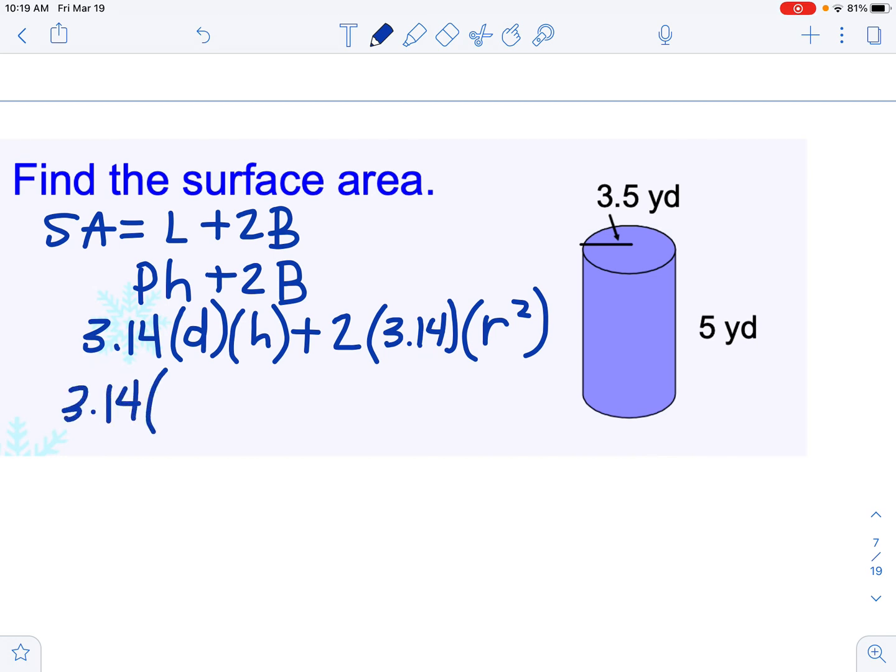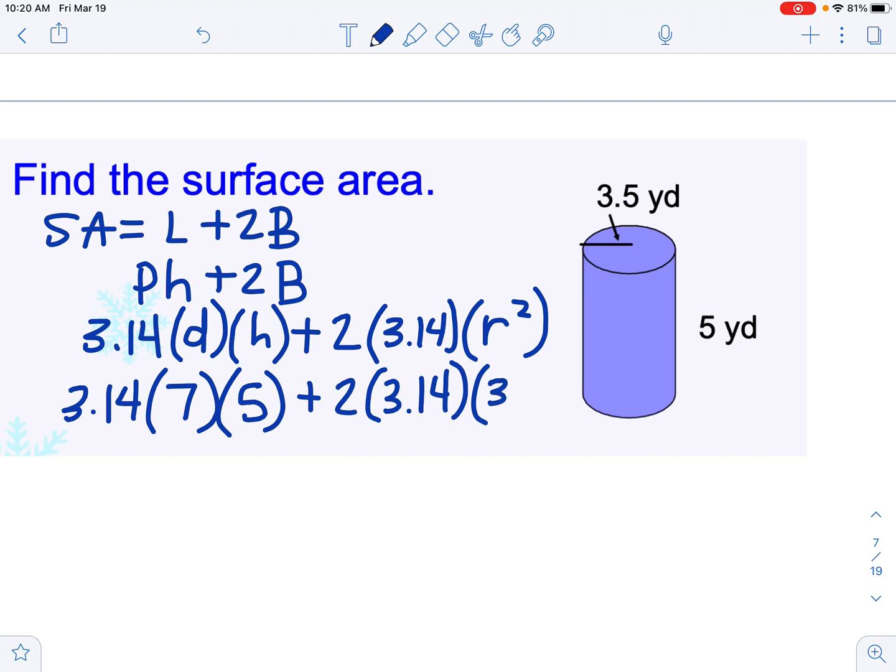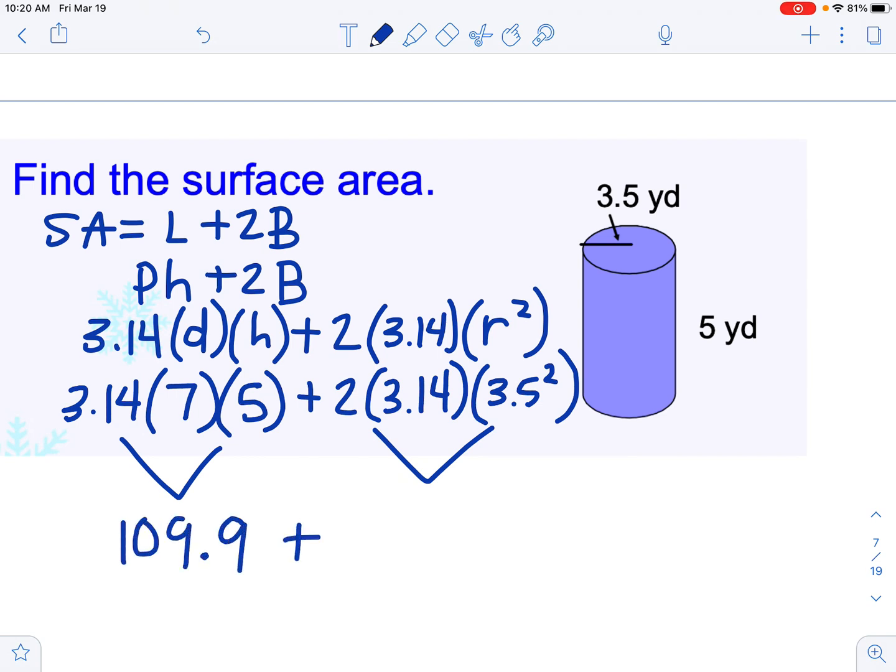3.14 times the diameter, which is twice the radius. So I take 3.5 times 2 and I get 7. The height of my cylinder is 5 plus 2 times 3.14 times, and then my radius is 3.5, so 3.5 squared. I have to do the multiplication before I can add these two parts together. So 3.14 times 7 times 5 is 109.9 plus, and then we have 2 times 3.14 times, and then 3.5 squared is really 3.5 times 3.5, so 12.25.